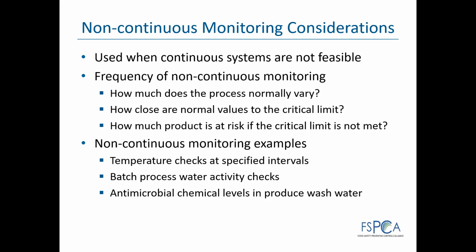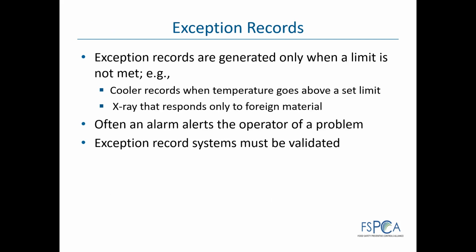Last one, antimicrobial chemicals in the produce wash water. If you are testing chlorine, we use the DPD method. That takes about 2 minutes to get a number. And if we are testing peroxyacetic acid, we use titration methods that also take about 2 to 5 minutes, or longer than that. So those are non-continuous monitoring examples.